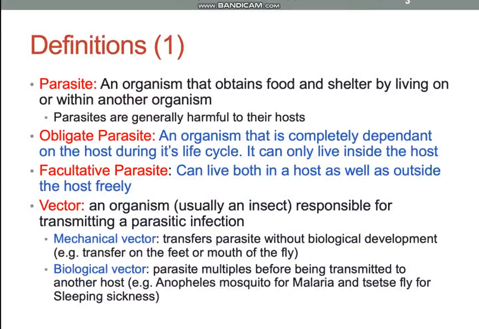So you can think of the water stream, a river by itself is a mechanical vector because it transmits not only parasites, but all forms of microorganisms from one place to another, right? The soil, the air, these are all mechanical vectors considered to be principally.